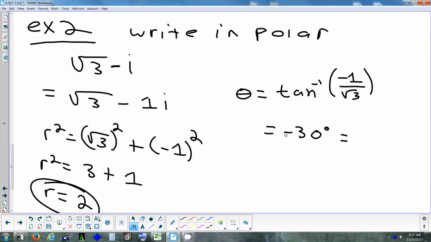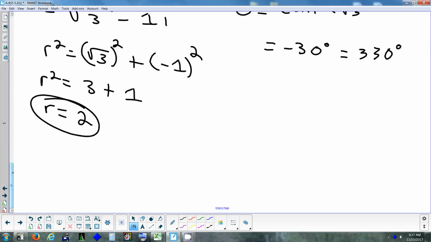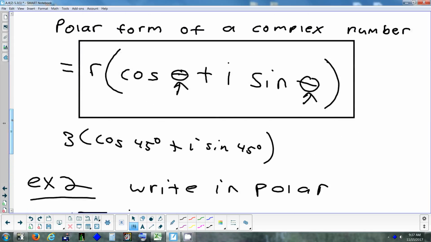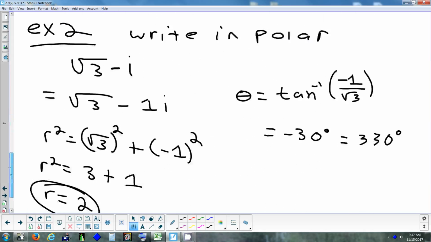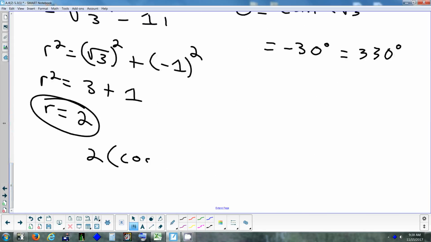Yeah? 330. So just like when we did polar coordinates before, there were 4 different ways to write it, there's still a bunch of different ways to write this answer. You could do a positive radius thing, but generally I try to stick with a positive radius, positive angle. All right, so your final answer, all you have to do is fill in that formula, and then stop. So we get 2 cosine 330 plus i sine 330. Okay, that's one way you could write your answer.